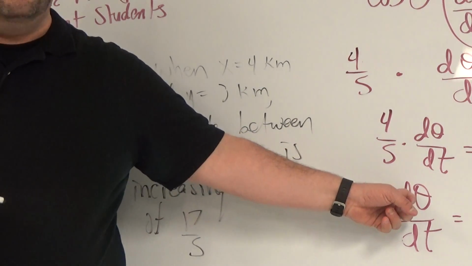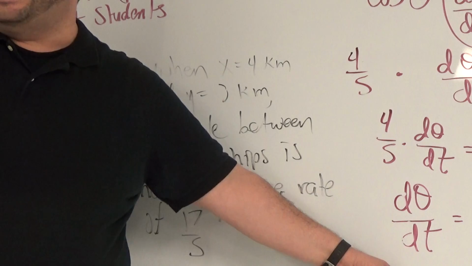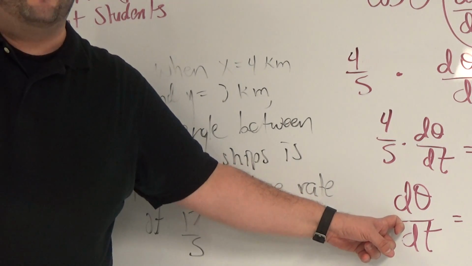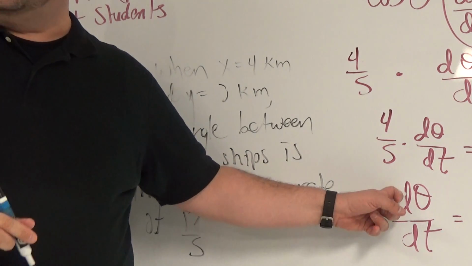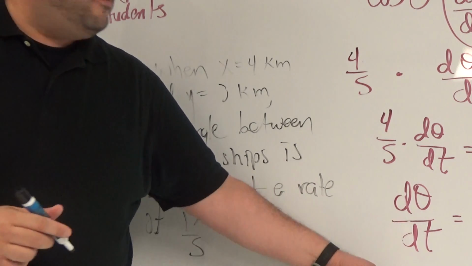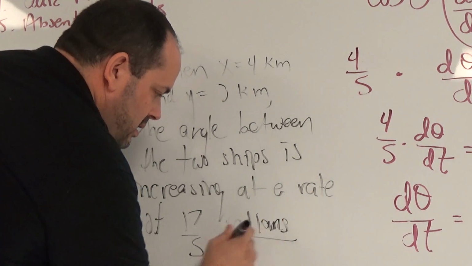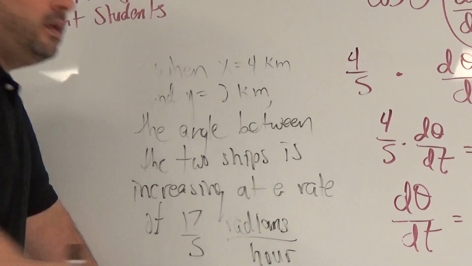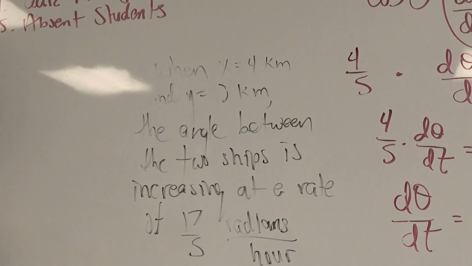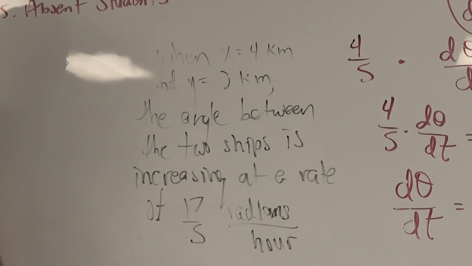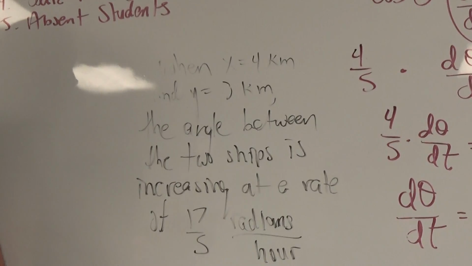How do I measure my angle? How do I measure time? Not degrees. Never in calculus class. Never degrees. Radians. Per hour. Radians per hour. Can we, instead of saying angle, can we just say theta? You could say that theta is increasing at a rate of, that's fine.